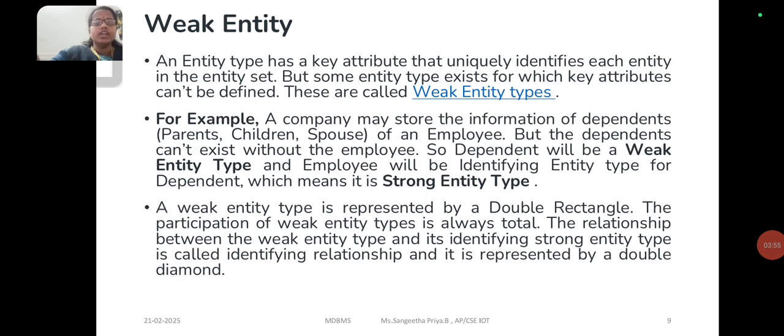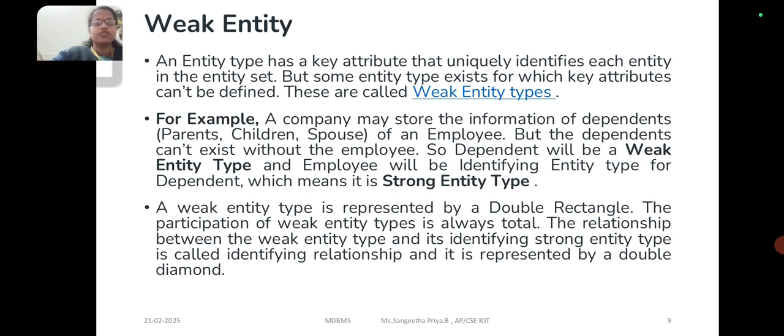Weak entity. A strong entity type has a key attribute that uniquely identifies each entity in the entity set, but some entity types exist for which a key attribute cannot be defined. These are called weak entity types. For example, a company may store the information of the dependents, that is parent, child, spouse, of an employee, but the dependent cannot exist without the employee. So, the dependent will be a weak entity type and the employee will be the identifying entity type for the dependent, which means it is a strong entity type. A weak entity type is represented by a double rectangle.